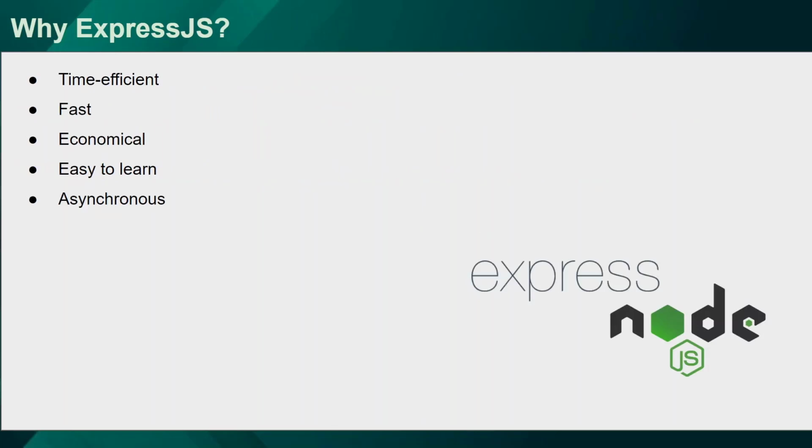Basically, it's very time efficient, it's very fast, because Express is written in Node.js, and Node.js is written in JavaScript. So JavaScript is a very lightweight, single-threaded programming language. So your backend services will run instantly and without costing many resources. And it's economical, which means a lot of packages and libraries that you're going to use to build your backend services will be free. Therefore, you don't need to pay to build your applications. And it's very easy to learn.